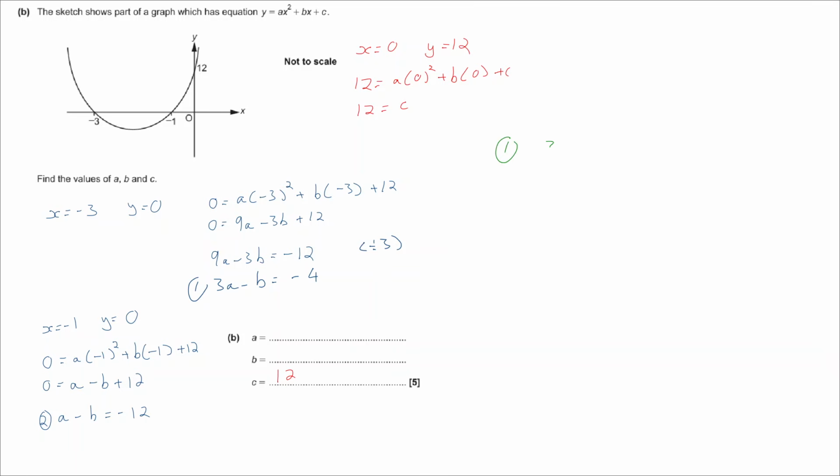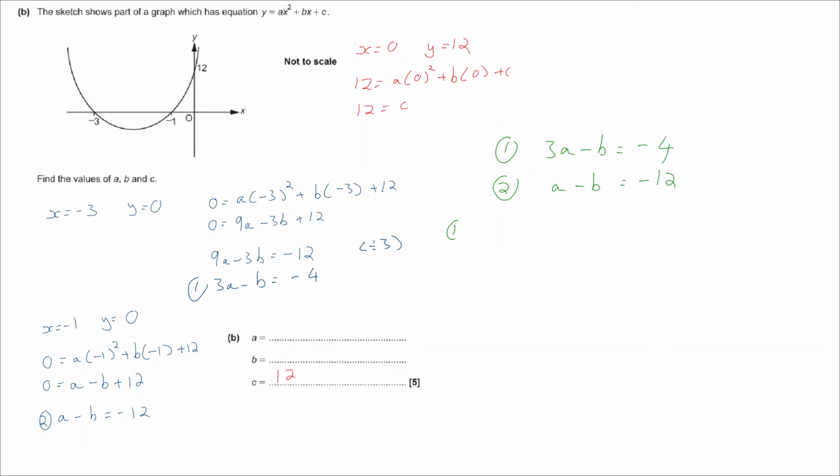So up here now, equation 1, I must have made a mistake somewhere. Equation 1 is 3a take away b is going to give me minus 4. And equation 2, I can keep it the same as just a take away b equals to minus 12. And actually now it's a little bit easier to work with. The numbers are smaller. Again, I can go and do equation 1 take away equation 2.